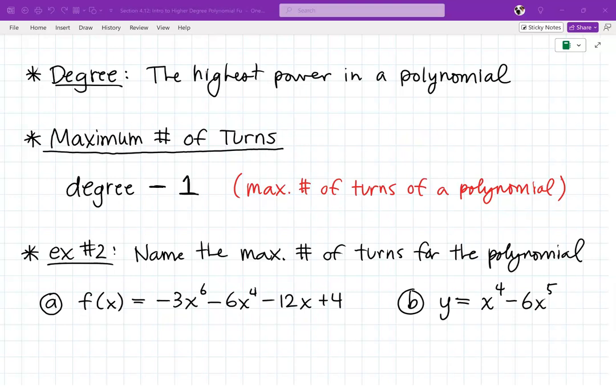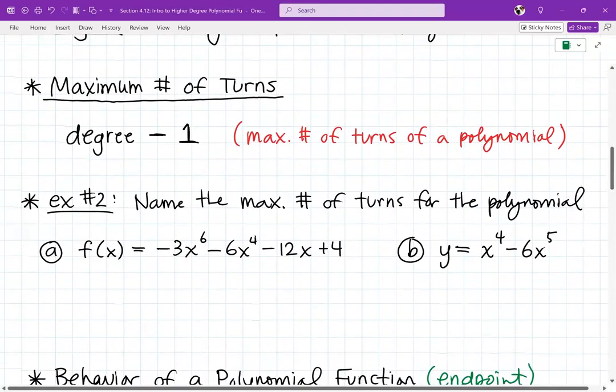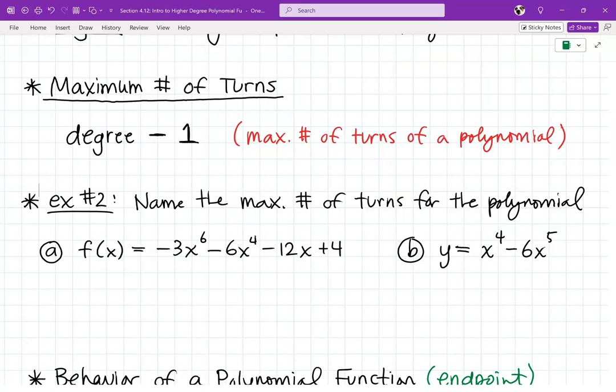Okay? So, example 2 says, name the maximum number of turns of the polynomial. And for part A, they give us f of x equals negative 3x to the 6th minus 6x to the 4th minus 12x plus 4. What's my degree for this problem? Just out of curiosity, let's write it down. What's the degree? 6, right? So the maximum number of turns, I'm going to put right here, max turns, is going to be 6 minus 1, so that's 5. Okay? So just get your degree, subtract 1, and that's it.